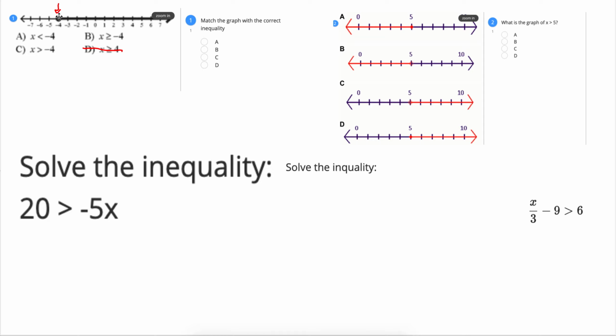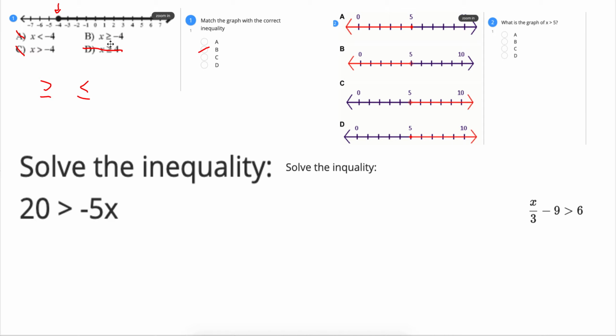Now we look at the dot, is it open or closed? It's closed, so closed can either be greater than or equal to or less than or equal to. Has to have that line at the bottom. So which ones don't have lines at the bottom? Well, there's no line there and there's no line there. That leaves us with x is greater than or equal to -4, which is B. So that would be our answer on this question.